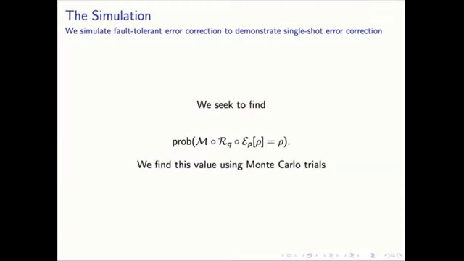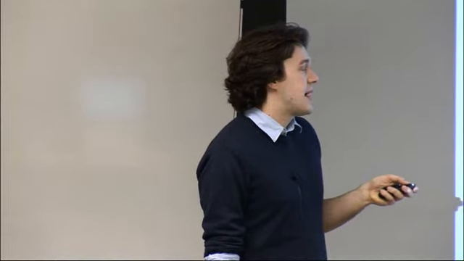OK, so effectively, here are the maps. We want to figure out the probability of failure for a code of a given size, where measurement errors and physical errors happen with probability p.